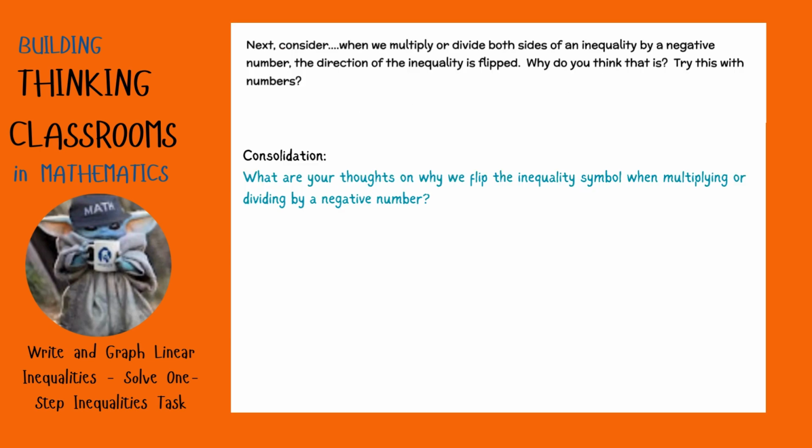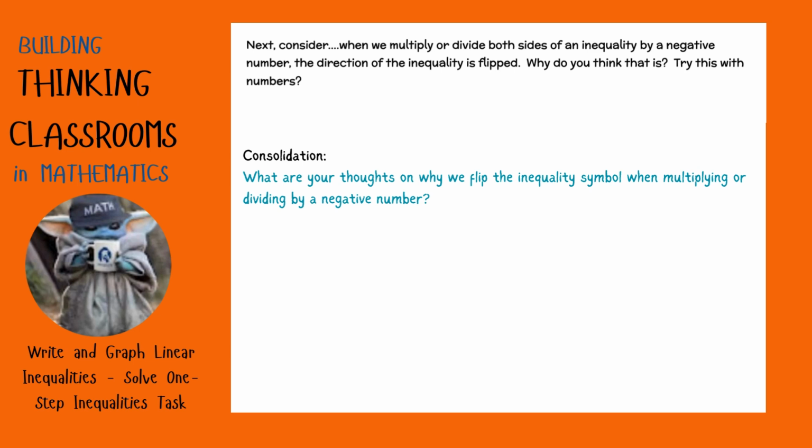The first part of this task has really focused on adding and subtracting in inequalities. We wanted them to make connections between equations and inequalities, make sure that they are using the inequality symbols correctly and not mixing them up. This next portion is going to focus on looking at multiplying and dividing. As we know, we have that interesting rule of if we multiply or divide an inequality by a negative number, then the direction of the inequality symbol is flipped.